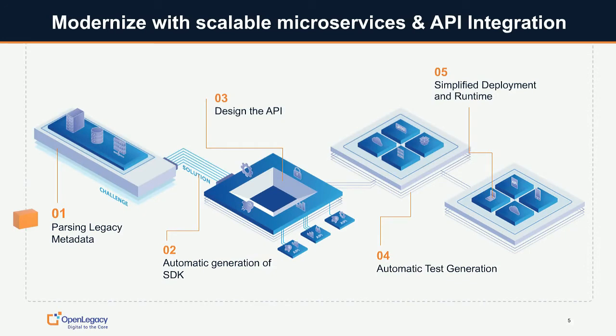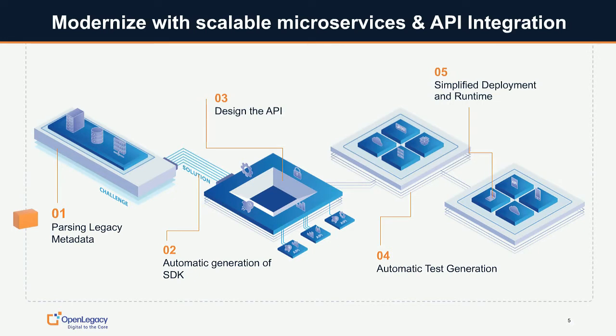So in thinking about that whole system, there are 5 different steps you usually go through. We're going to cover these in the next few slides, so I'm just going to briefly explain the flow here. The first one is parsing legacy metadata. The second one you want to think about is automatic generation of the SDK. That's the connection logic between those. And then designing the actual API and what's going to work.